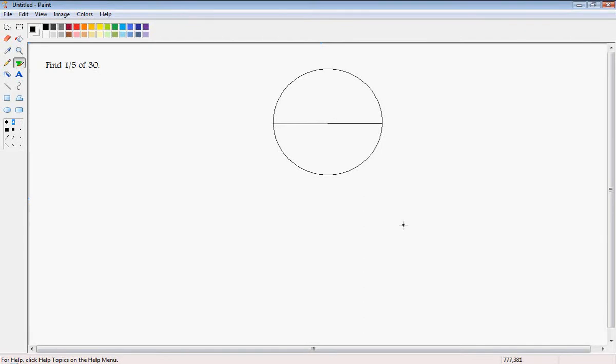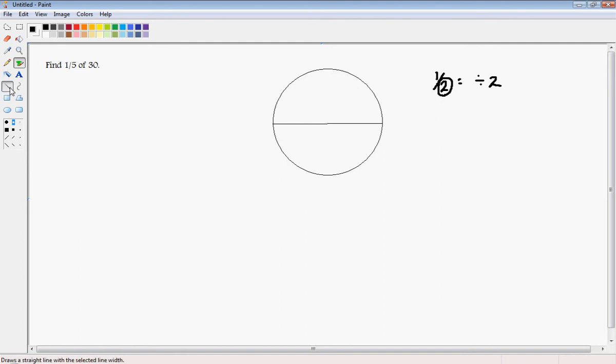Finding fractional parts of numbers or amounts. Now this is very easy and we do this every day. For example, if we've got this circle here, if I divide it into two, obviously this is one half of the circle and that's the other half of the circle. So if I'm finding half of something, then what I'm doing is I'm dividing it into two parts, and this is the clue.